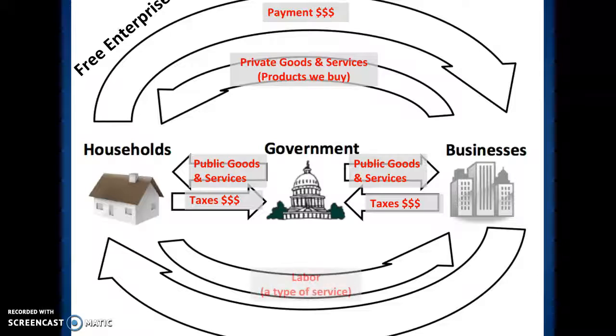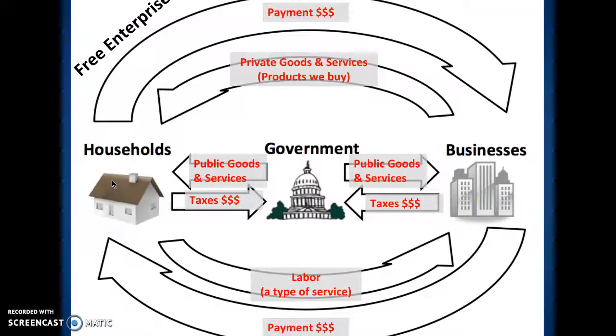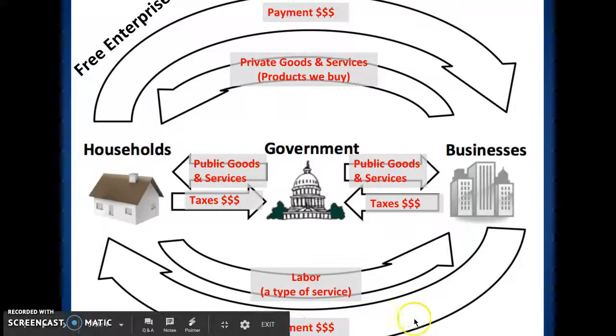We go get jobs. We provide our labor, which is a type of service, and we don't do that for free, obviously. We're not all volunteers. We get paid for that, and so payment is what belongs on that bottom arrow. We go to work for businesses. Businesses pay us. They give us that payment. And that's how it works. So this is free enterprise. It's a really good system. And it's kind of a cool thing to think about.